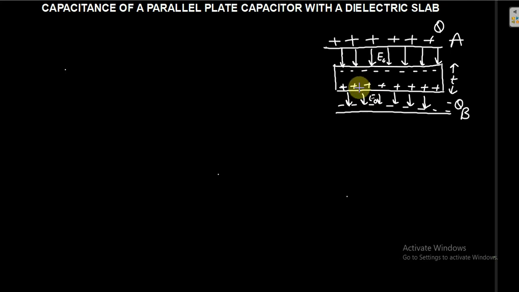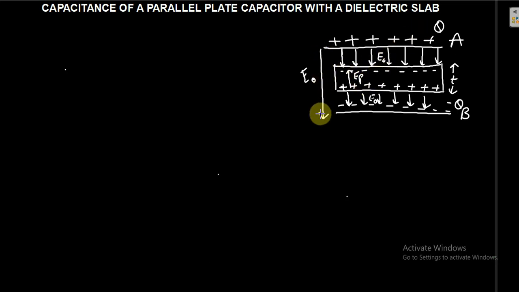Because of polarization, an internal field will develop inside the dielectric slab, and that field is due to this positive and negative charge. Let us consider this field is EP, and this is your external field, that is your E0 field. But this E0 field is not present inside the dielectric. Inside the dielectric the field is EP.